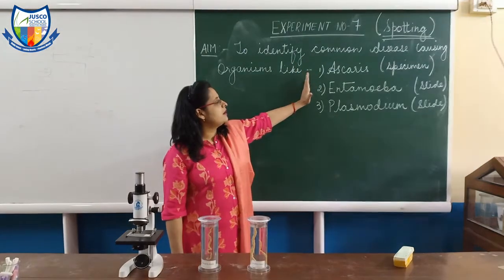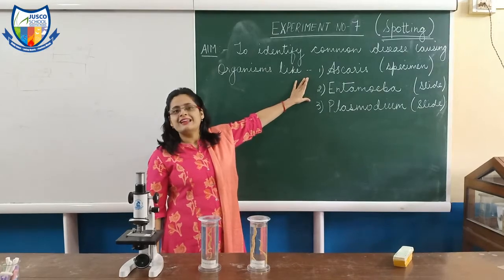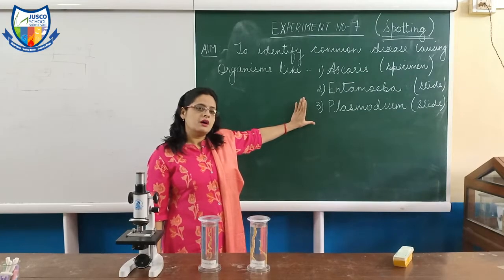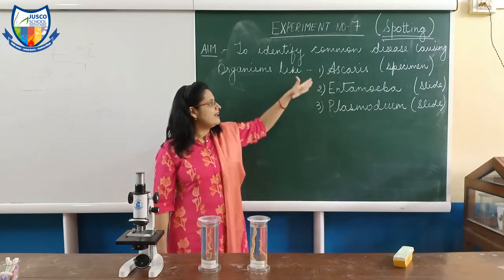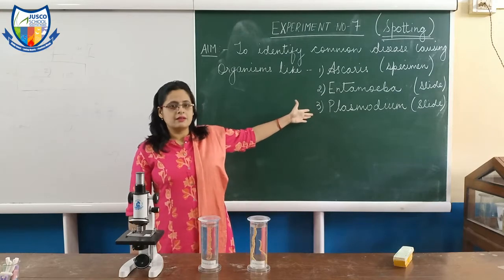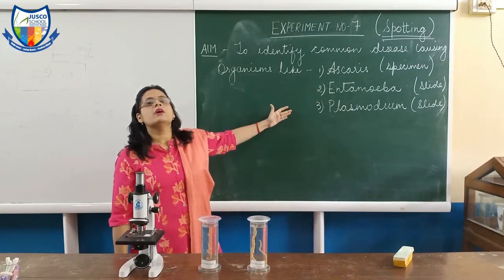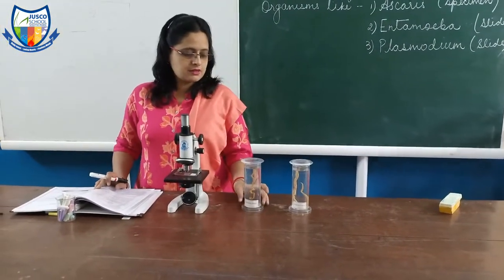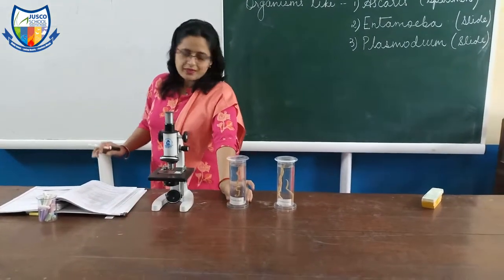The second organism is Entamoeba histolytica, whose slide I will be showing you today. And the third organism is Plasmodium, which will also be represented through a slide. Now in detail, we will talk about these 3 organisms, how they are and what diseases they cause. As I told you about 3 organisms, let us see the first one, that is Ascaris.